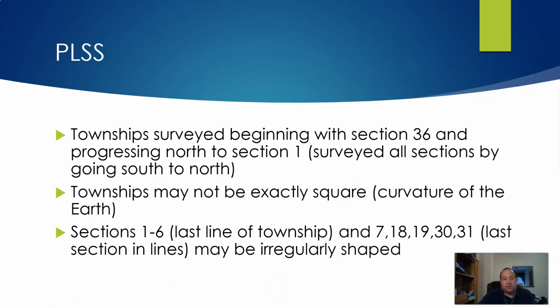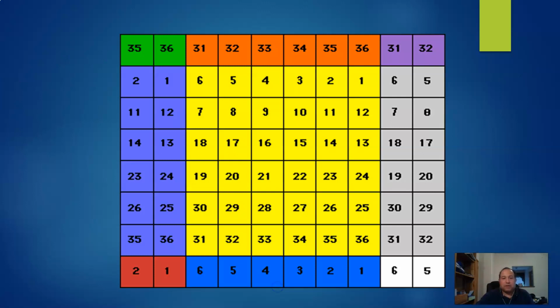Now, townships themselves are surveyed beginning with section 36, progressing north to get to section 1. And for some reason, all sections are surveyed going south to north. Townships may not be exactly square due to the curvature of the earth. And then sections 1 to 6, which are the last line of the township, as well as 7, 18, 19, 30, and 31, which are the last sections in the line, may be irregularly shaped because of trying to fit them in next to each other and dealing with just surveying issues.